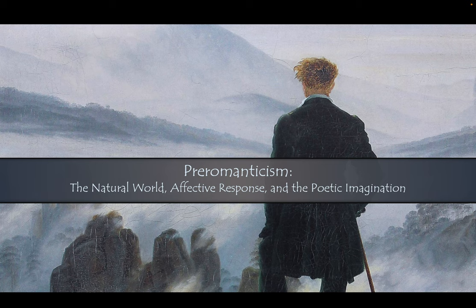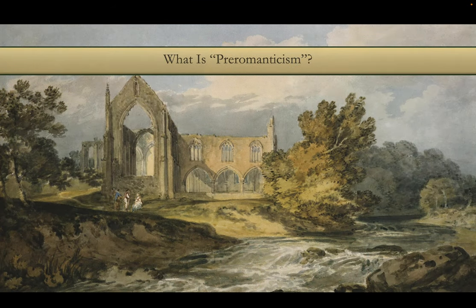This presentation is on pre-romanticism. We'll talk more about what that term means in a moment. We're going to look at the poetry of James Thompson, Thomas Gray, and William Cowper in this presentation. So let's get started here. We have a lot to cover. I'll start by talking about this concept, pre-romanticism.